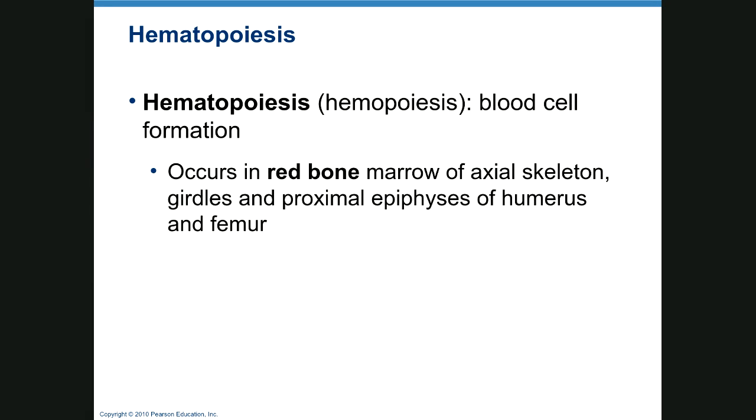Hematopoiesis means making red blood cells. Not just red blood cells, blood cells. Blood cell formation occurs in the red marrow. Now, in infants and small children, it occurs in all of the long bones. But then we end up generally with just the girdles and proximal epiphysis of the humerus and femur, the girdle being things such as the pelvis.